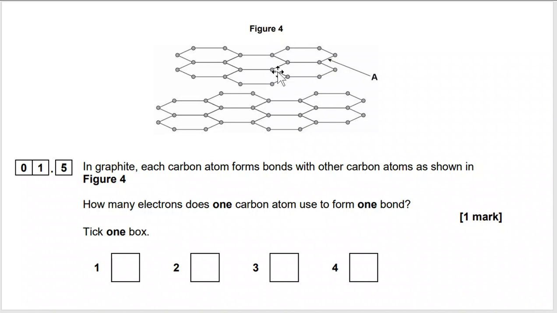Now we can see here we've got 1, 2, 3 bonds to each carbon. In graphite, the 4th electron is actually delocalized. In this circumstance, because we know it's a single covalent bond, we know that we've got 1 carbon putting in 1 electron, the other carbon putting in the other electron, so each carbon atom puts 1 electron in.